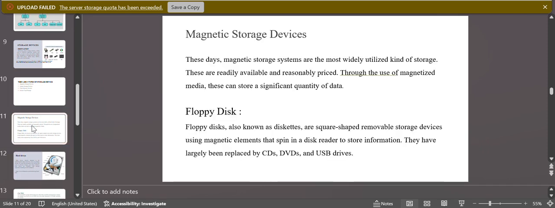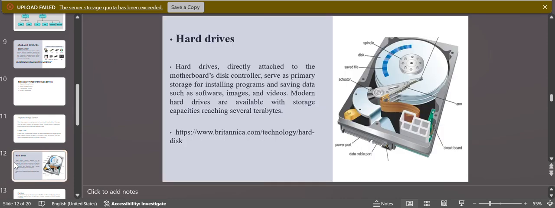Here you can see the magnetic storage device. These days magnetic storage systems are the most widely utilized kind of storage. These are reliable and available at reasonable prices. One of the examples is the floppy disk. Floppy disks, also known as diskettes, are square shaped removable storage devices that use magnetic elements that spin in a disk reader to store information. They have largely been replaced by CDs, DVDs, USB drives, and hard drives.